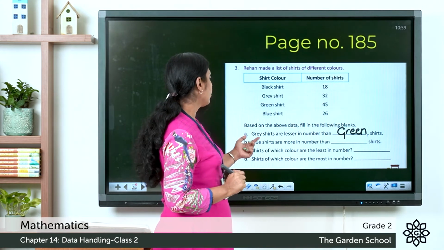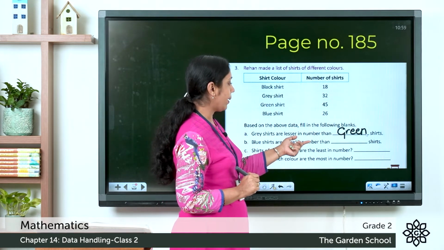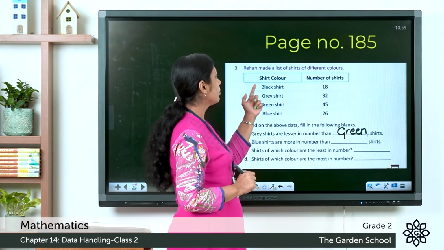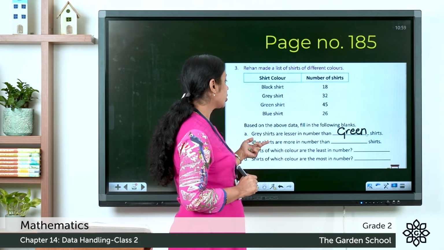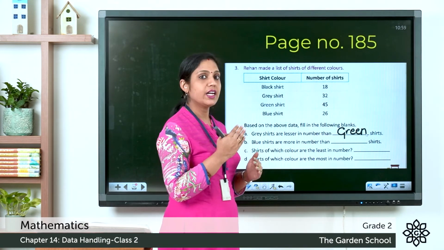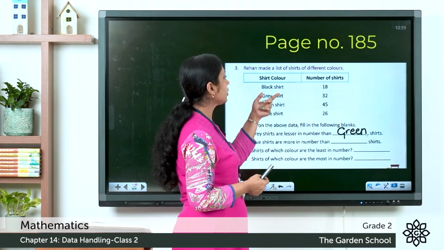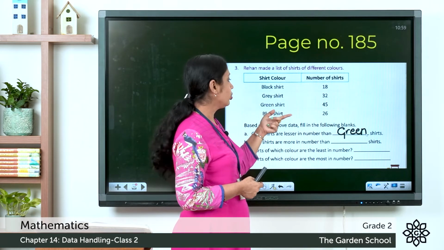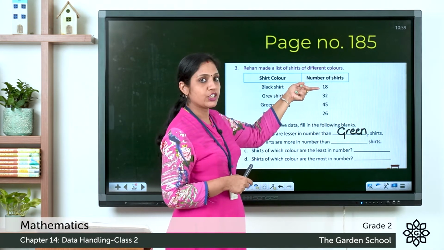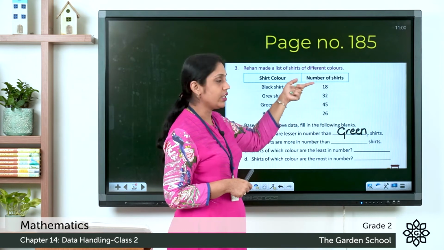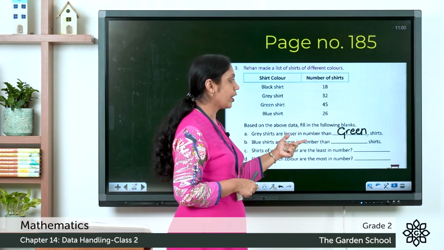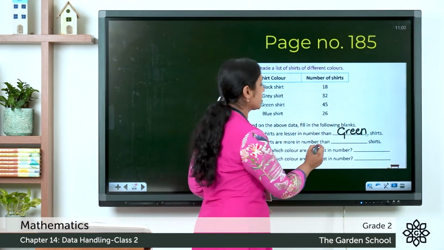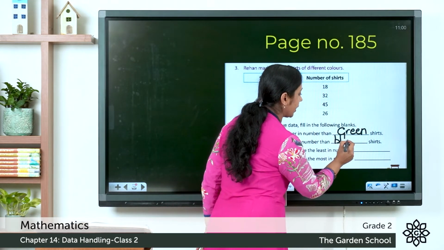Question B. Blue shirts are more in number than dash shirts. See, blue shirt is 26. We have to find out blue shirts are more in number than which shirts. So, black shirts. Blue shirts are more than black shirts. Black shirts are 18. Blue shirts are 26. So, blue shirts are more in number than black shirts. So, we'll write here black.